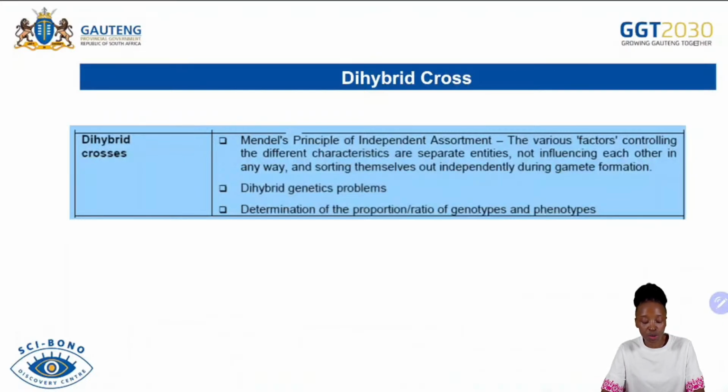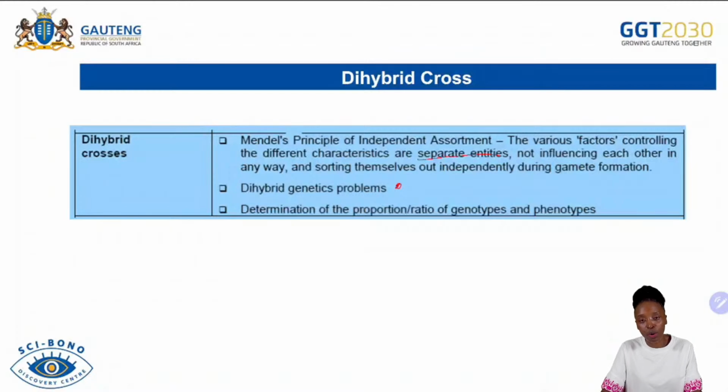So we need to check what the exam guideline tells us about dihybrid crosses. Under dihybrid crosses, a reminder that we need to look into Mendel's principle of independent assortment, which states that the various factors controlling different characteristics are separate entities and do not influence each other in any way, sorting themselves out independently during gamete formation. We're also going to solve dihybrid genetic problems, and look at the determination of genotypes and phenotypes, proportions, percentages, and ratios.